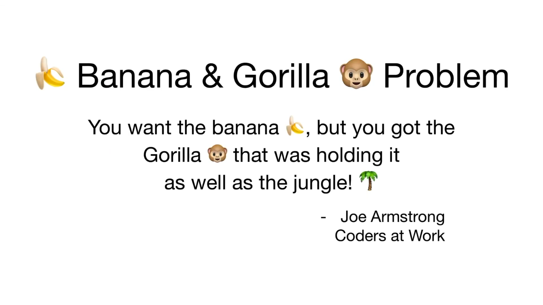This is classically called the banana and gorilla problem, right? This idea that, well, you want the banana, which is maybe just the search function, but you got the gorilla, which is the entire portal, holding it, as well as the entire jungle, which would be all the other classes that are needed just as side effects of all of those functions that return other types of things. So this is a quote from Joe Armstrong, Coders at Work, a great book.